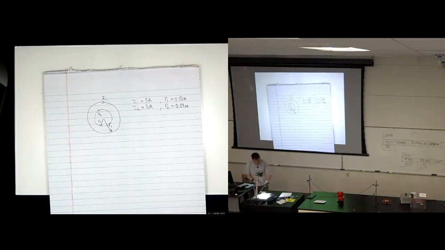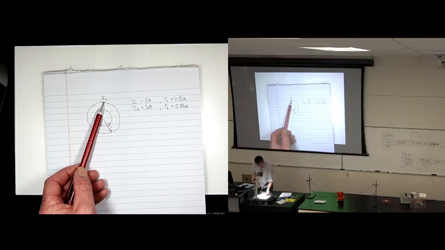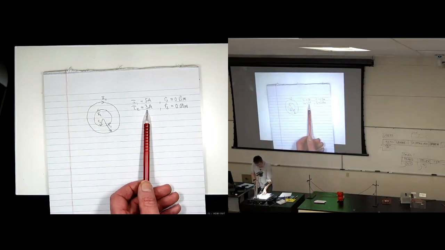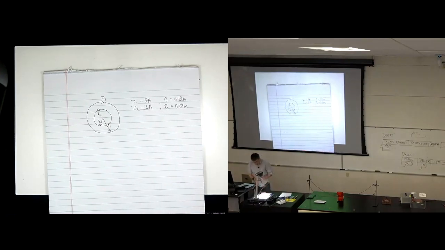Here's my little sketch. Smaller radius, counterclockwise current. Larger radius, clockwise current. I wrote down the 2 currents, 5 amps, 3 amps, and the 2 radii, 0.12 meters, 0.09 meters. That's the information we're given. We want to know the magnetic field.